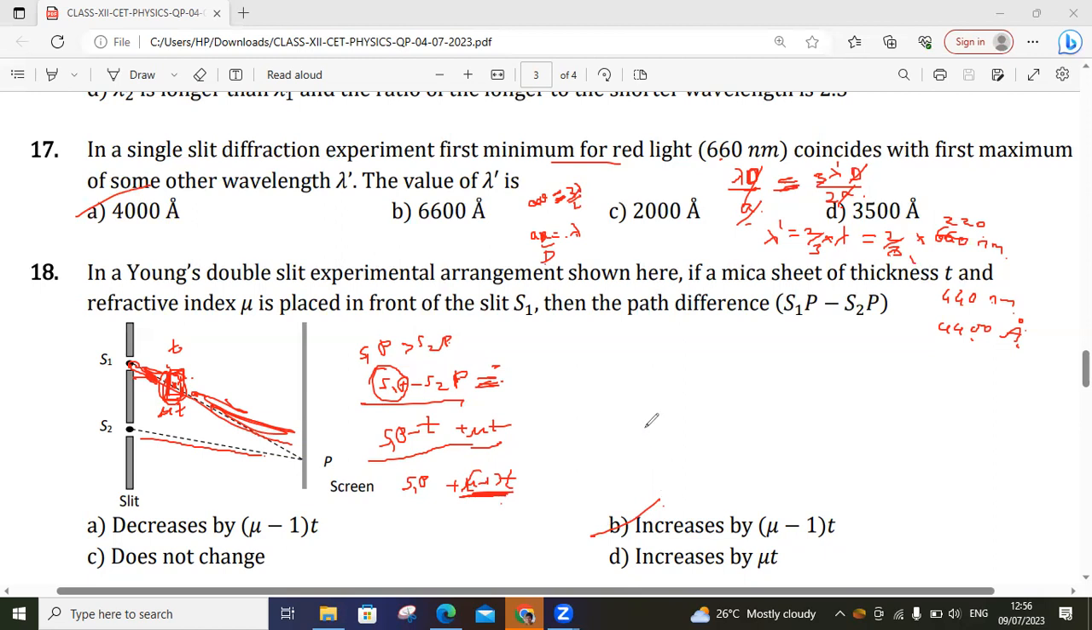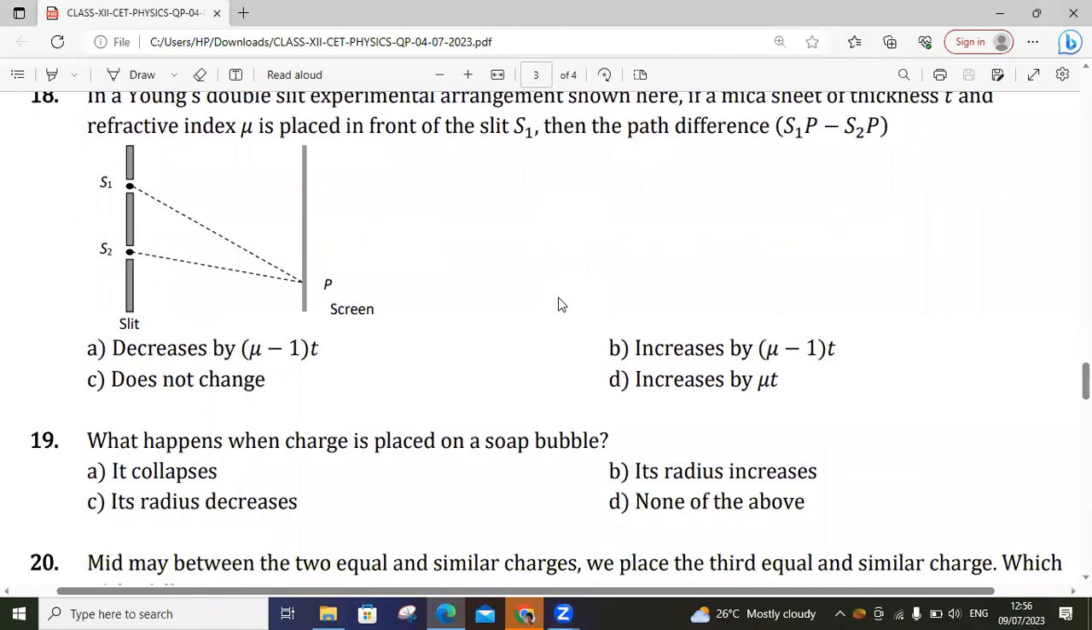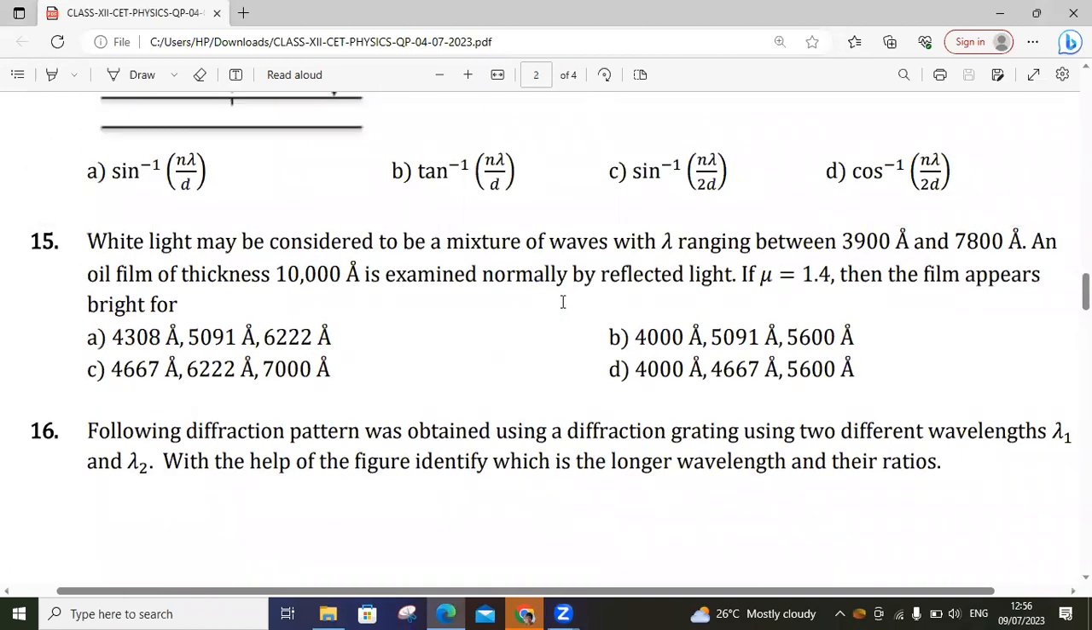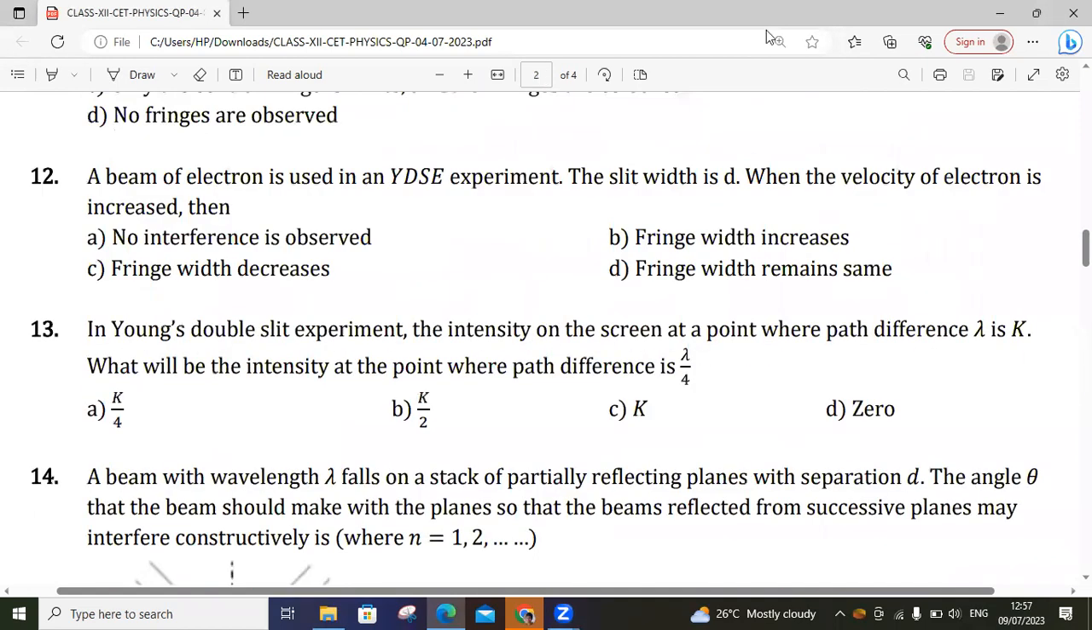Okay. So the three questions are remaining. I will solve them later. So we will end it here. Any doubts you can ask in the class.